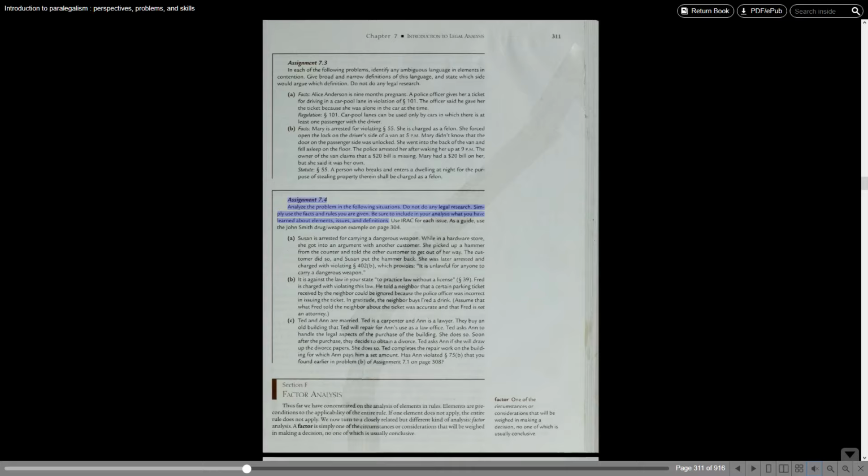Be sure to include in your analysis what you have learned about elements, issues, and definitions. Use IROC for each issue. As a guide, use the John Smith drug/weapon example.